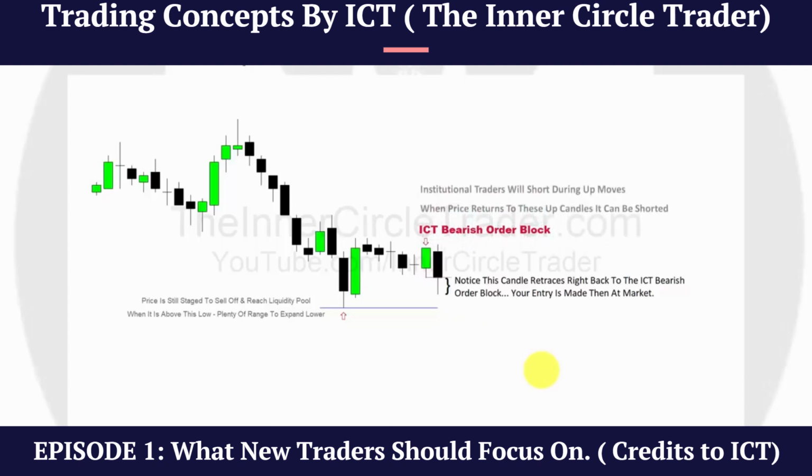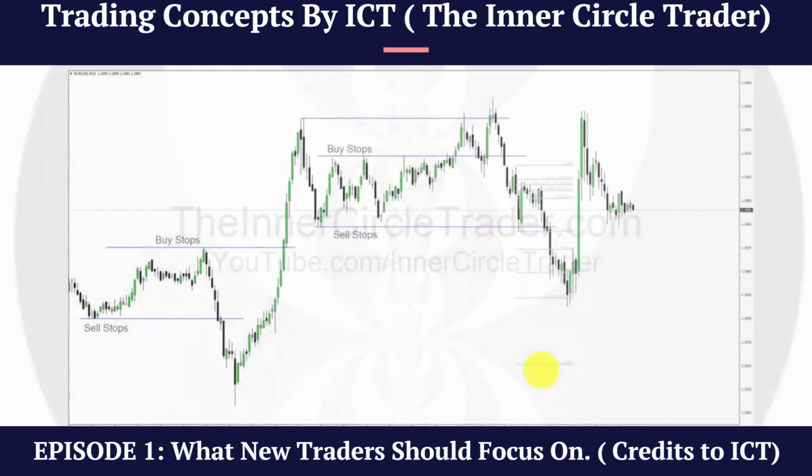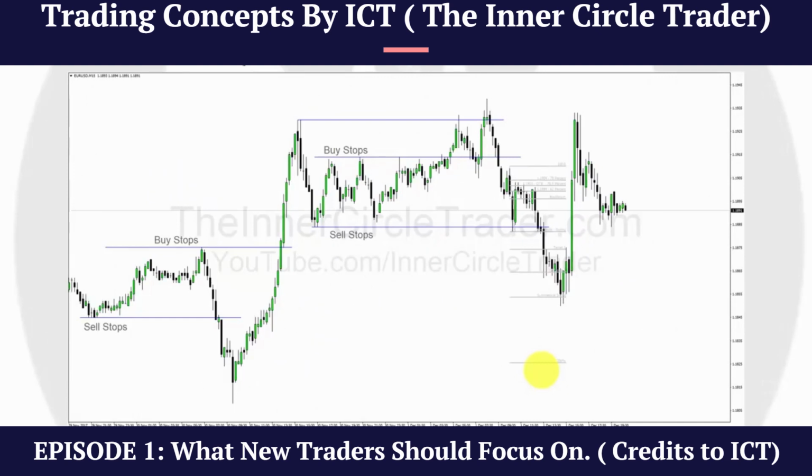Institutional traders will short during up moves. Now, when price returns back to these up close candles, we can be shorting it as well. All right, so now back to our example here. If we see that we can find levels that have double tops and double bottoms, and the market will want to go through them, once this occurs, chances are the market's going to go the opposite direction until it reaches another area of liquidity. So the market's always gyrating back and forth, seeking liquidity above the marketplace and below the marketplace.